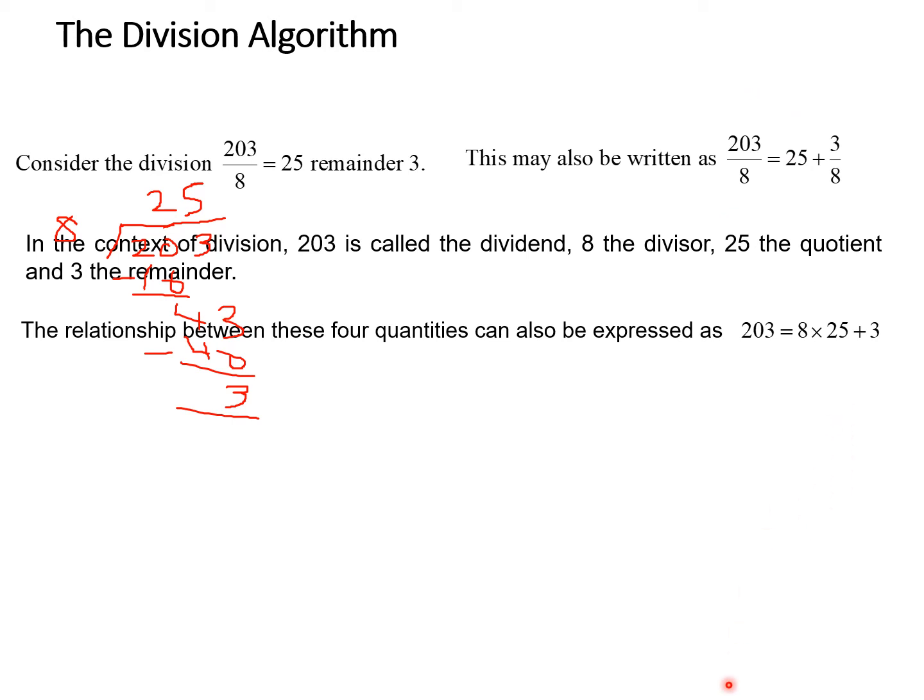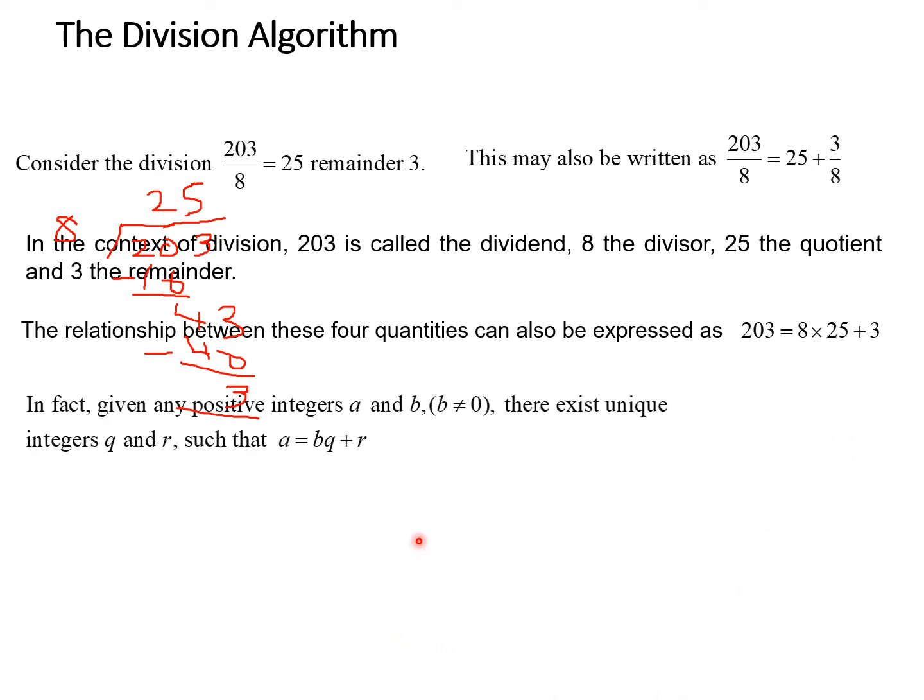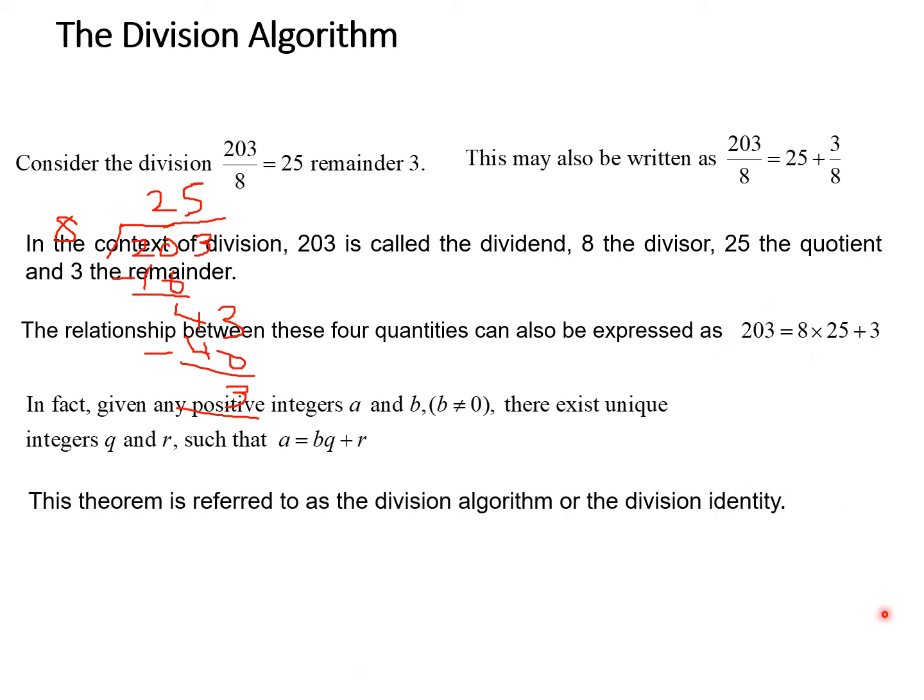Next, if we write it in terms of unknowns, it will be A equals BQ plus R. BQ here means B is actually the 8, and Q is 25, and plus 3, so plus the remainder R. So you can express it in this form, which is similar to this form. Next, this theorem is known as the division algorithm, or its other name is the division identity.